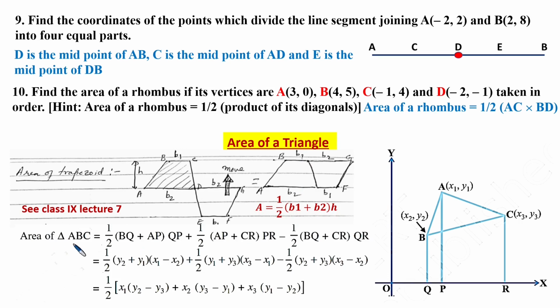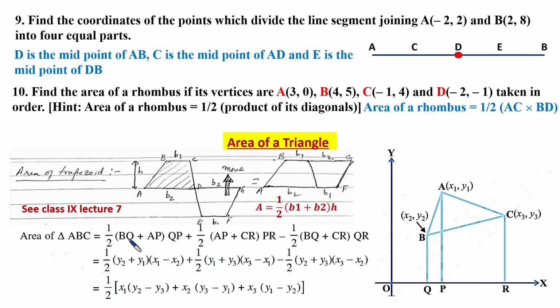So here I have written the area of this trapezium. Go through it, it is very simple. You can pause, but anyway, let me tell you. This is half of BQ plus AP, times the height QP. Similarly, the area of this one is half of AP plus CR, and the height is PR, minus this trapezium, which is half of BQ plus CR, here B1 plus B2, times the height. The height is QR, so I have written QR.